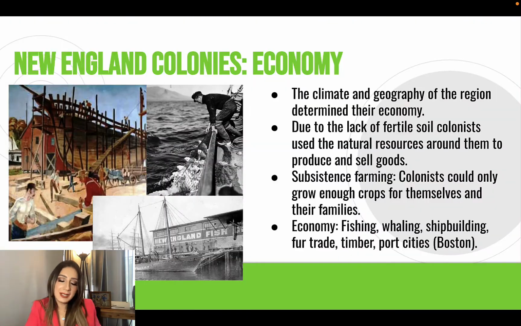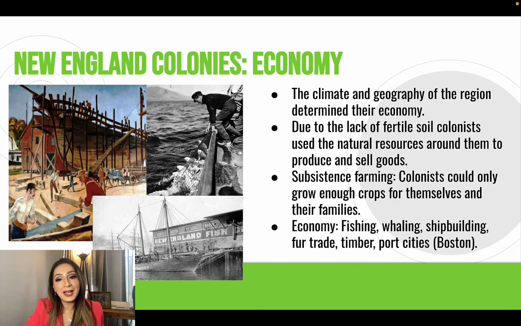Now, because of their climate and geography, this is going to determine their economy. Since they didn't have a lot of fertile soil, they had to look around and say, what can I use that's around me naturally that can make me money? So they started looking at the fact that they had dense forests. They can use that timber to build ships. They used the swift rivers to transport their ships. They had natural harbors with abundant sea life, so they could go fishing and they could dry that fish and ship that fish out. They can also go whaling.